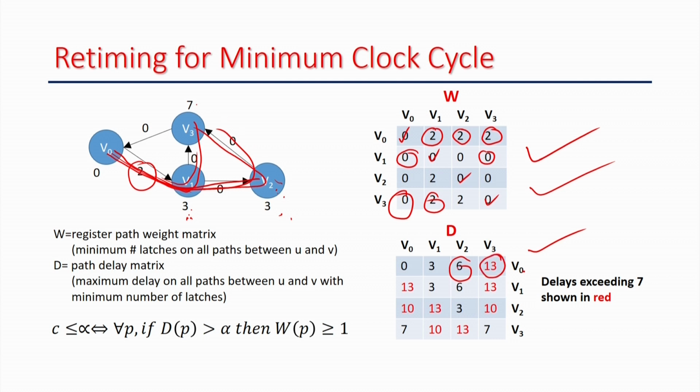So, this is 13. Similarly, you just take say v 2 to v 1. So, this is your v 2, the path is this, and this is 3, this is 7, this is 0 and this is 3. So, 3 plus 7 is 10, plus 3 is 13. So, this is 13. This is how we can calculate the d. So, these 2 matrices you have to calculate, which represent the minimum number of registers between any 2 nodes and among them what is the maximum delay. So, this is what we got here.